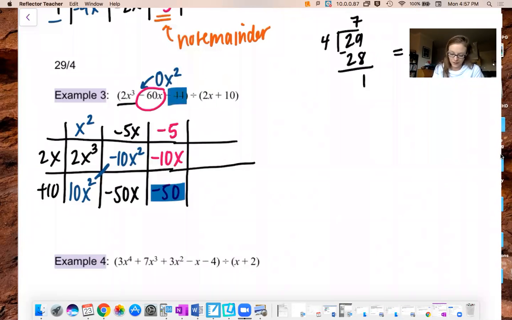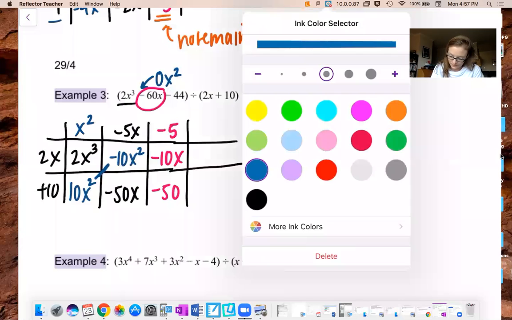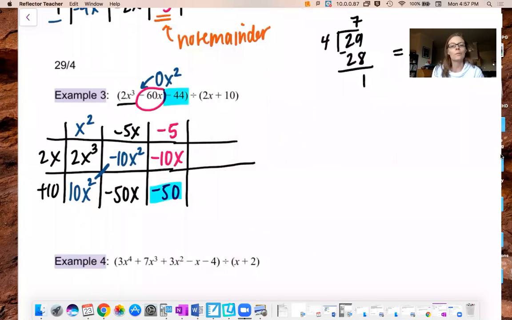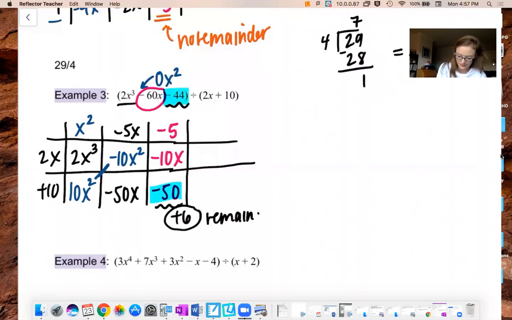So we have to find a way, ooh, that was a really bad highlighter. Let's make it a different color. So we have to think about, what do you do to make negative 50 become negative 44? Well, if I add 6 to negative 50, that makes it become negative 44. So whatever you have to do becomes your remainder. So in this case, I have a remainder of 6 left over.